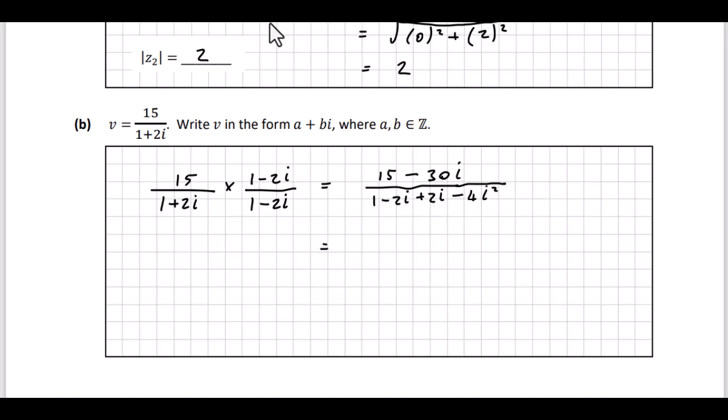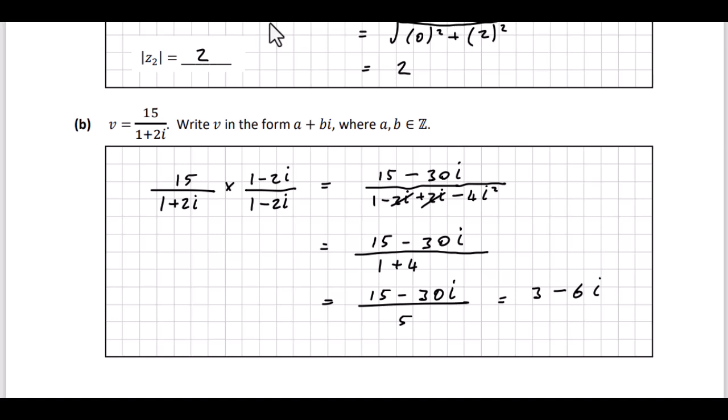So let's just simplify this. We've got 15 minus 30i, and we've got to divide that by 1, minus 2i plus 2i will give us 0. Now remember i squared is minus 1, so minus 1 times minus 4 is plus 4. So that'll leave us with 15 minus 30i divided by 5. I'll just come over here. You must divide the 5 into both of these because the two terms on top are separated by a plus or a minus. So 5 into 15, 3, 5 into 30, 6i. And that's it for part B, 3 minus 6i.